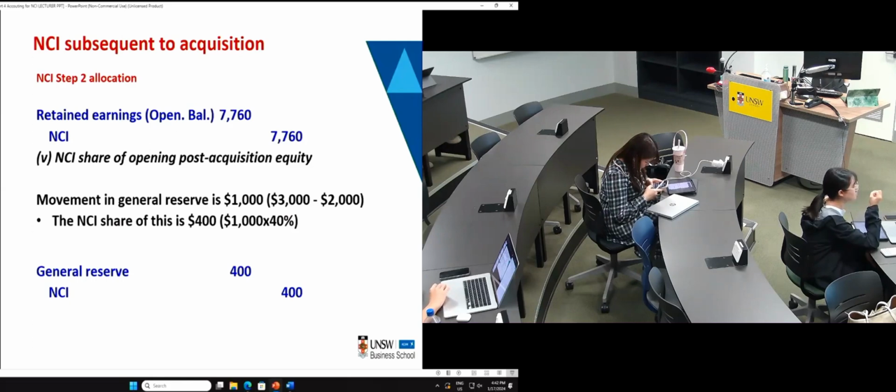Now these two entries can be combined, okay? So you can combine these two entries, debit retained earnings, debit general reserve, and credit NCI for the total of 8,160. Now this is our step 2 NCI calculation and entries. So anyone got question? Let me know if you got question here, okay?